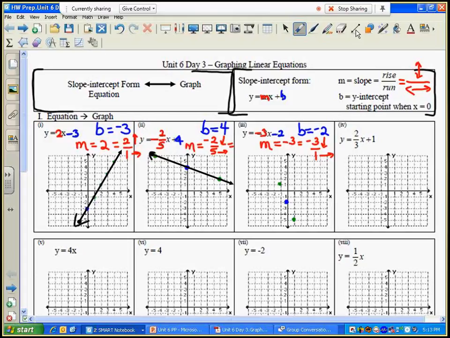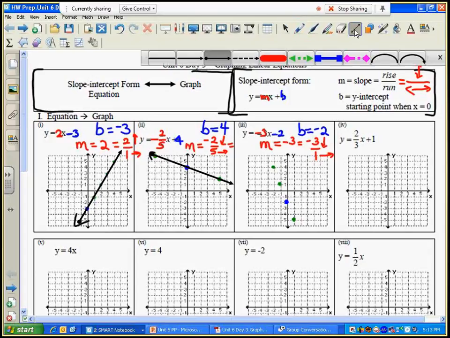Students will ask, how many of these points do we actually need to generate in order to get an accurate line? I say if you can generate at least 3, you're in good shape. On this particular example, I did 4.